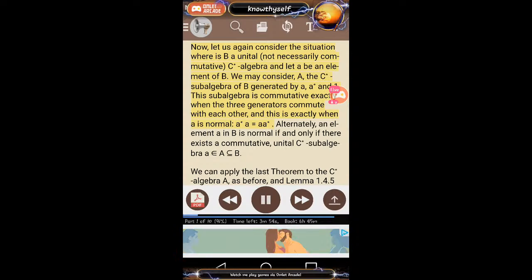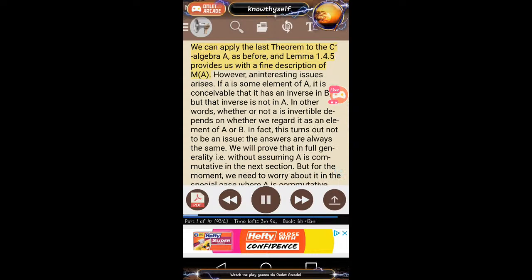Now, let us again consider the situation where B is a unital, not necessarily commutative, C*-algebra and let a be an element of B. We may consider A, the subalgebra generated by a and 1. This subalgebra is commutative exactly when the three generators commute with each other, and this is exactly when a is normal, a*a = aa*. Alternately, an element a in B is normal if and only if there exists a commutative, unital C*-subalgebra A of B containing a. We can apply the last theorem to the C*-algebra A, as before, and lemma 1.4.5 provides us with a fine description of M(A).